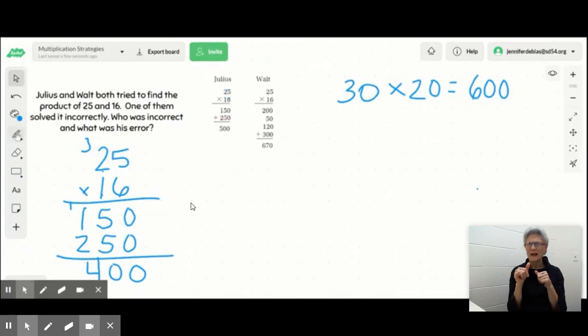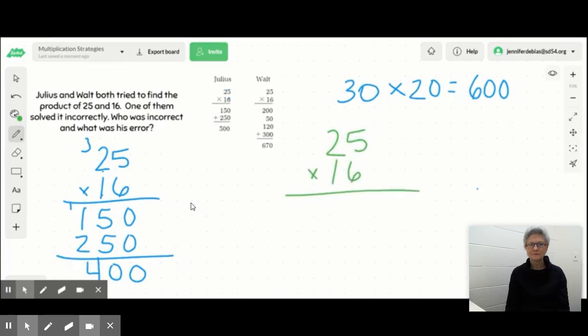But I'm not going to just stop here, because I think that Walt might be a little bit off track too, right? If I got 400 and he has 670, something might have gone wrong there as well. So I'm actually going to see what his mistake is too, because maybe both boys made a mistake. All right, 25 times 16. I'm looking at his strategy, and it looks like he did partial products. So I'm going to solve it that way as well. So 25 times 16. I have to write small here.